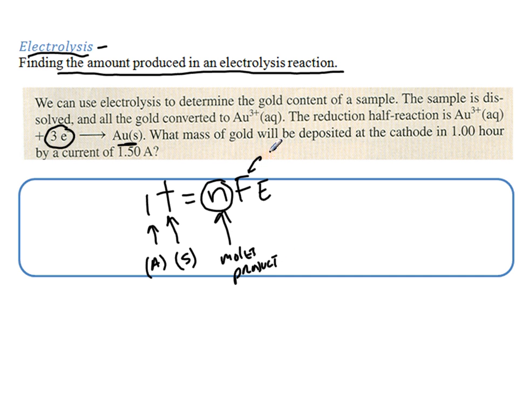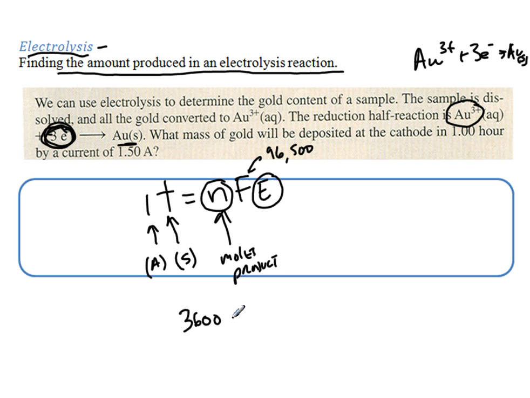E is represented by the number of electrons required to reduce, because if you have Au3+, it means I have to add 3 electrons to get it to Au as a solid. So that's basically where the E comes from. If I go to rearrange this, 1 hour, I need it in seconds, so that's going to be equal to 3,600 seconds right there. My current, they tell me, is 1.5 amps. I plug that in for I.